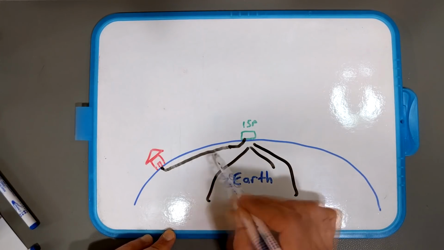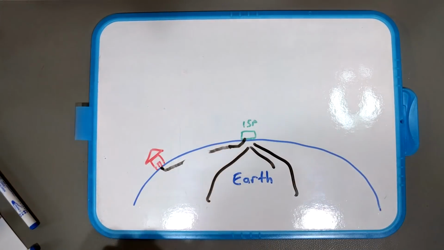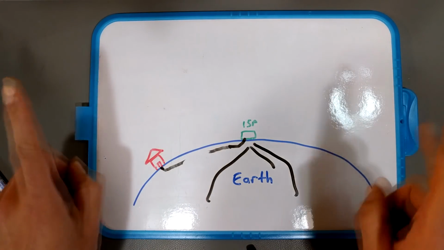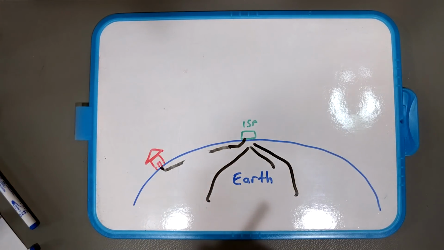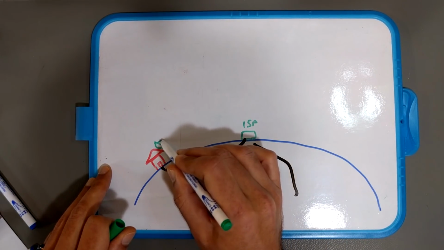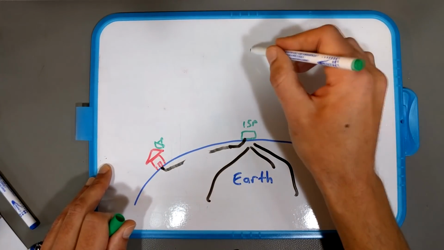Well, what if you don't have a wired connection? What if it's not available where you live? Say you live out in the boonies. Well, you have no internet connection. So a lot of times what you do is you get satellite internet. Now, satellite internet, you put a little dish on your house. That's your internet connection. And there's a satellite up here.